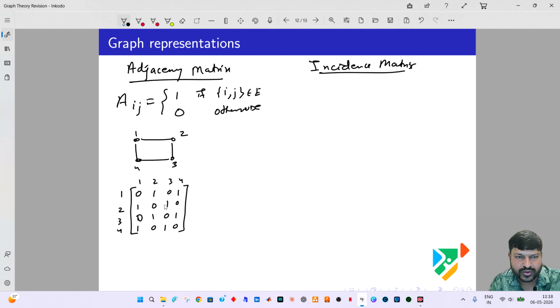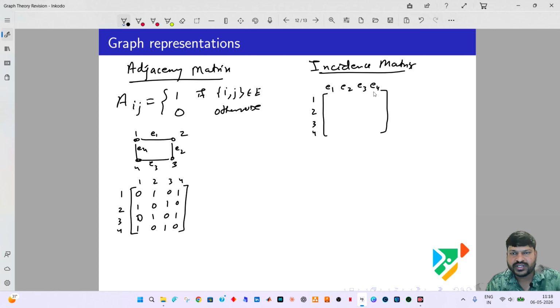We are not going to discuss all those. Incidence matrix. For the same graph, what will be the incidence matrix? You have to label the rows with respect to vertices, and you have to label the columns with respect to edges. So first name the edges. This is edge number 1, this is edge number 2, this is edge number 4, this is edge number 3: E1, E2, E3, E4.